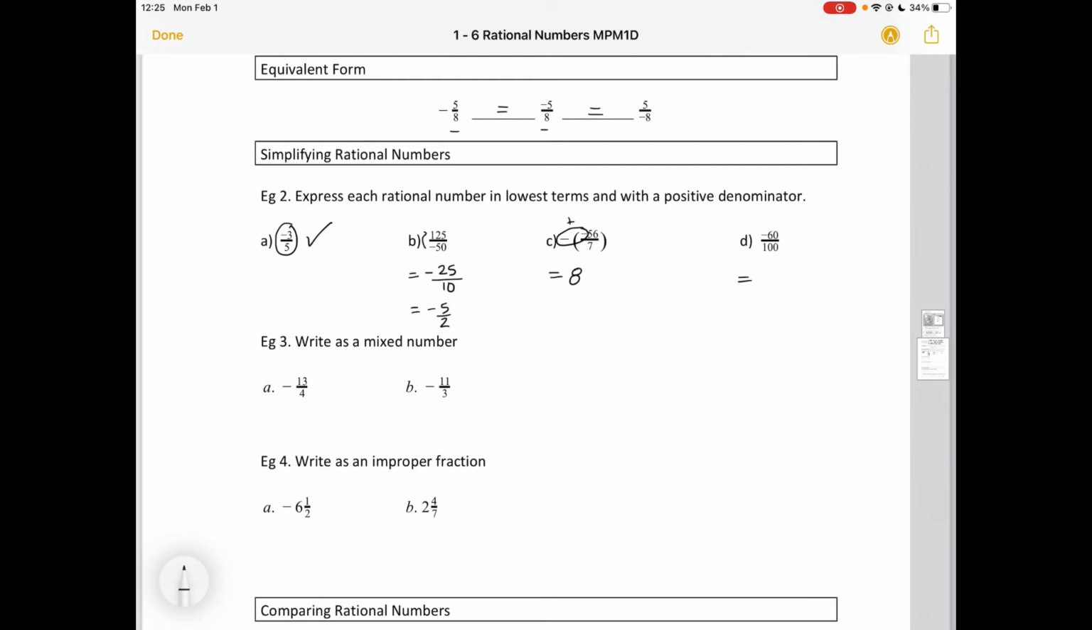Finally, I've got minus 60 over 100. So my denominator is positive. That is a check. Now I want to divide the top and the bottom by 10 to reduce that. So I've got minus 6 over 10.